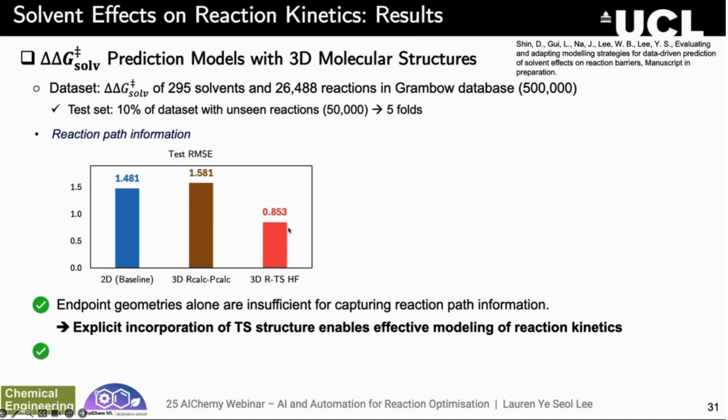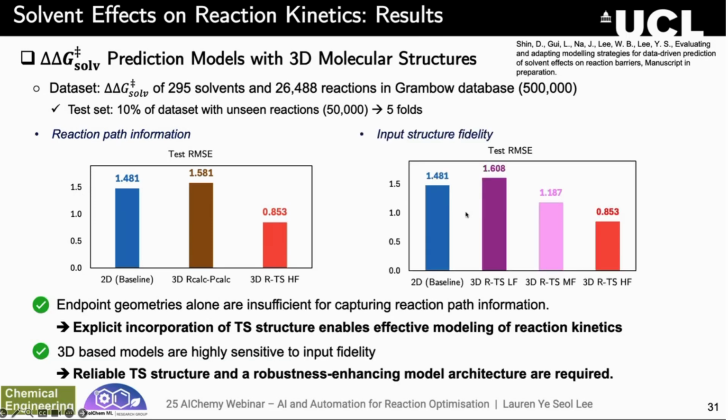But by including the transition states, we can dramatically improve the performance across unseen reactants and solvents. And as can be seen from these results, the model is highly sensitive to structure fidelity. The highest fidelity transition state input yields the best result. So a reliable transition state structure and a robust architecture are both critical to get higher accuracy.